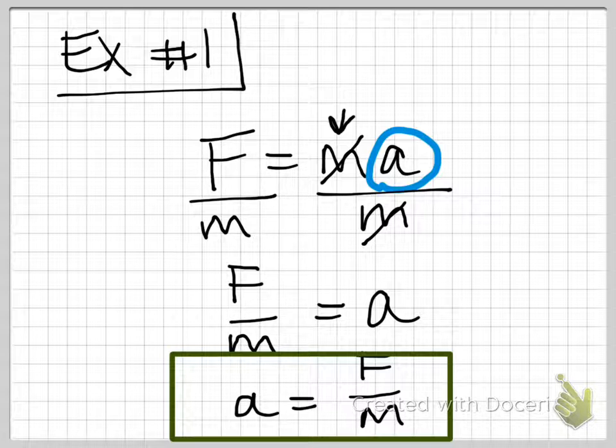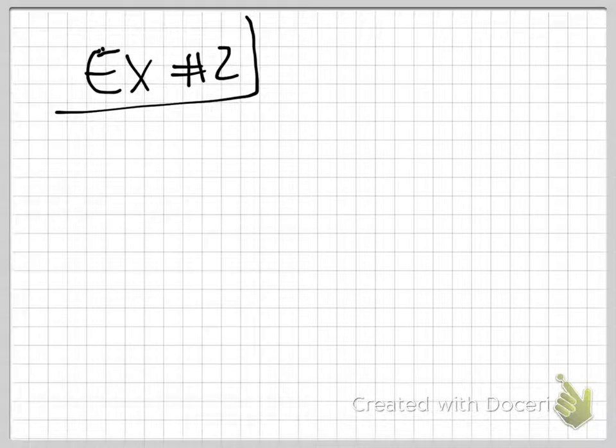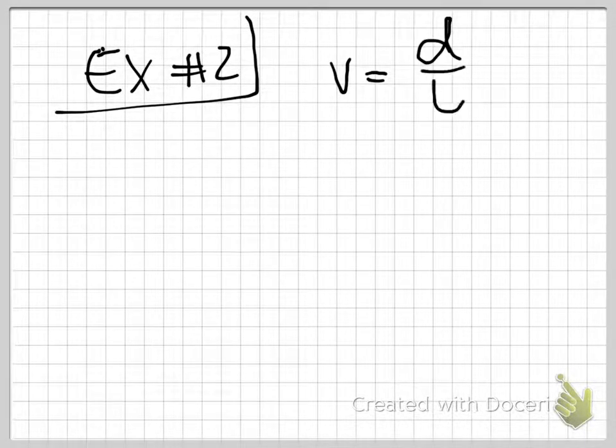So here is another example. Example 2. V equals distance over time. Velocity or speed equals the distance you traveled divided by the time it took you to actually travel that. Okay, this time t is going to be our unknown that we are going to solve for. So I have to ask myself, what is keeping t from being isolated and by itself? Well, d on top is what's keeping t from being isolated.